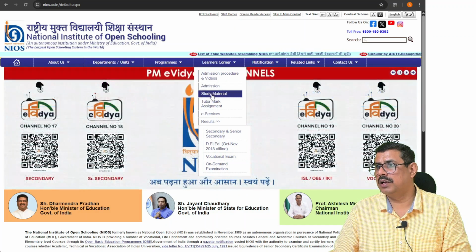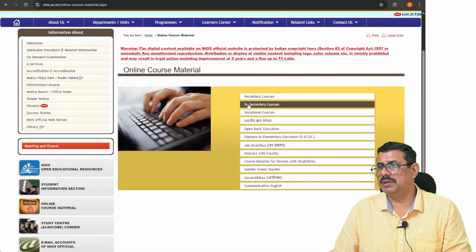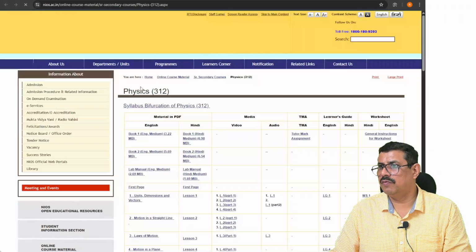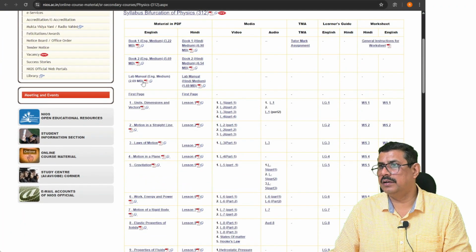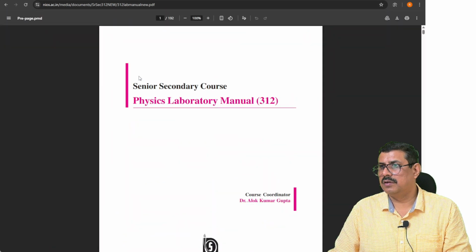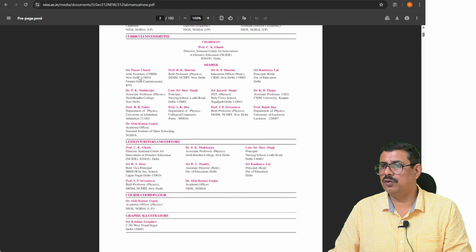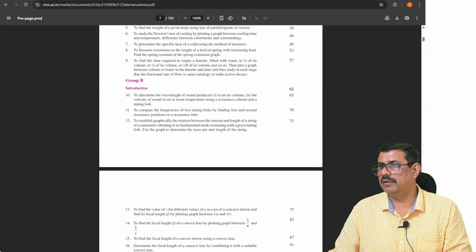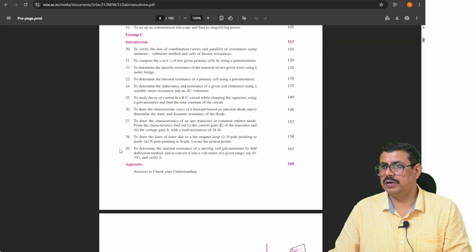In the learners corner, you will get a study material. Click on study material, go to senior secondary courses, physics, and here you will get a lab manual. In the lab manual, there are a total of 29 practicals. Scroll down and you will find them.